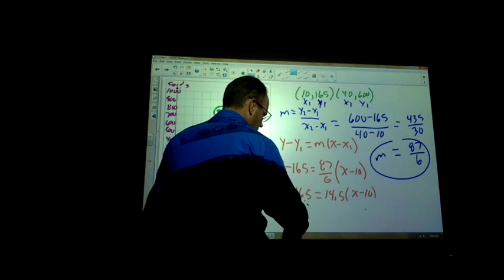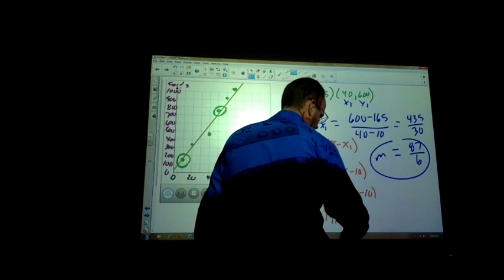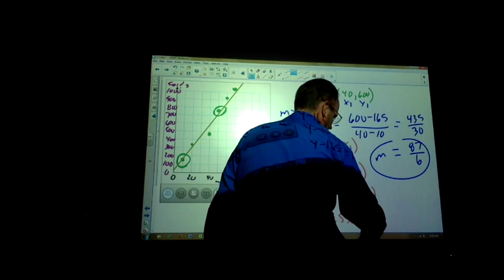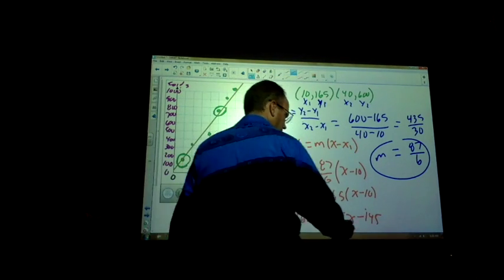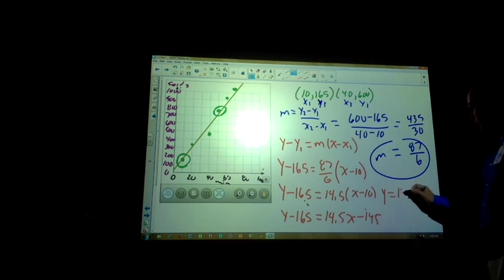Distribute that over. Then let's add the 165. If you add 165 to both sides, I get this. Add 165 to negative 145, I get plus 20. Okay. That's our equation that's graphed there.